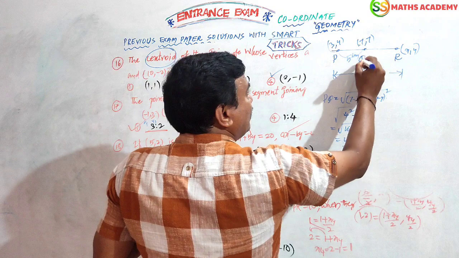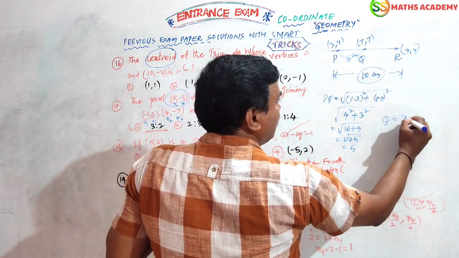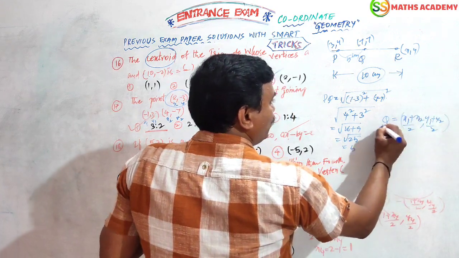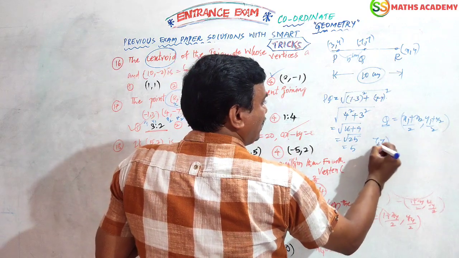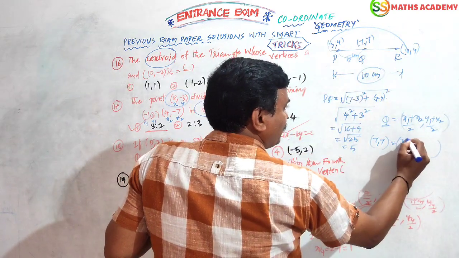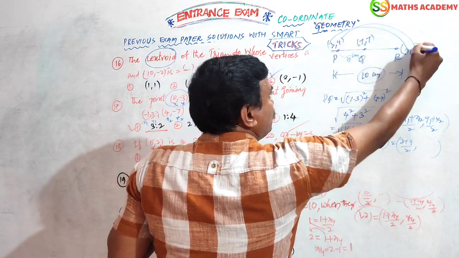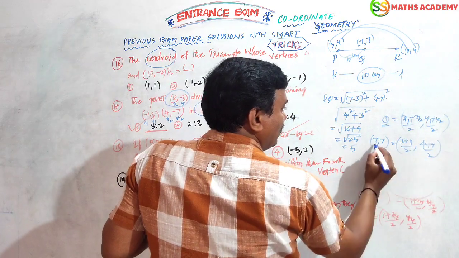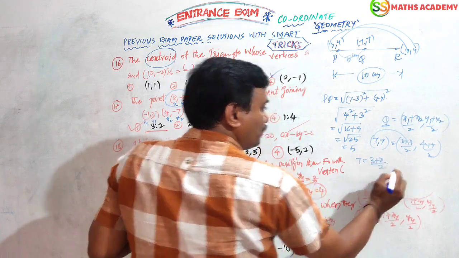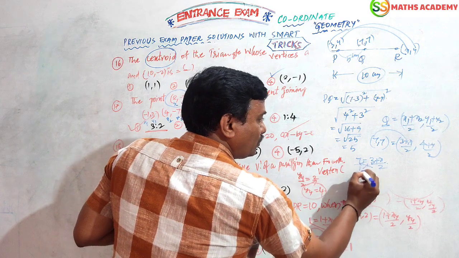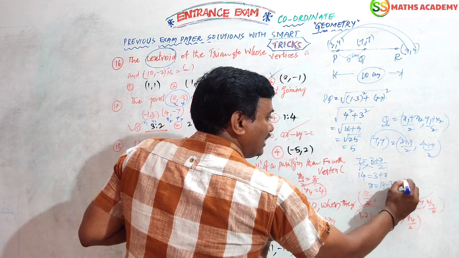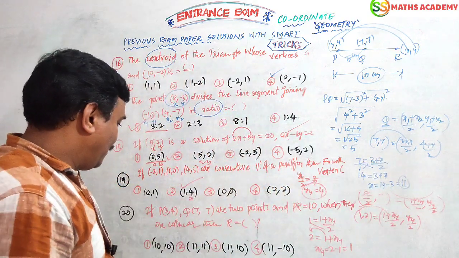Then we can go with the midpoint formula. Q, the midpoint, equals (x1 plus x2) by 2, (y1 plus y2) by 2. Children, Q is 7, 7, given in the question. Here this is x1, this is x2. So (3 plus x) by 2, (4 plus y) by 2 equals 7, 7. Comparing the first value, (3 plus x) by 2 equals 7. Cross multiplication: 7 times 2 is 14, 1 into 3 is 3, 1 into x. So x equals 14 minus 3, that is 11. x equals 11.